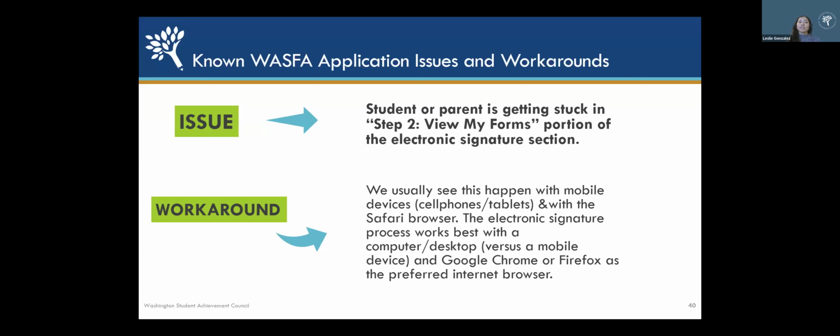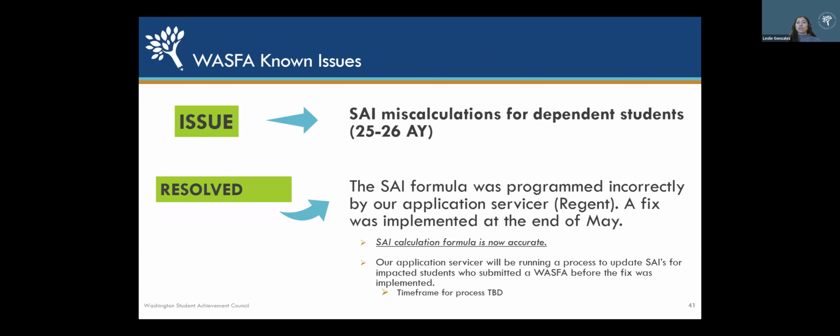The workaround for that is the electronic and application process works best on a computer or laptop device. If a student doesn't have access to a laptop or desktop, we just ask that they use Google Chrome or Firefox as the preferred internet browser. With Apple products, they would have to download this through the App Store, just because, again, Safari is the default browser with Apple products. Another known issue here is we did have an issue with our SAI calculations for dependent students for the 25-26 academic year.